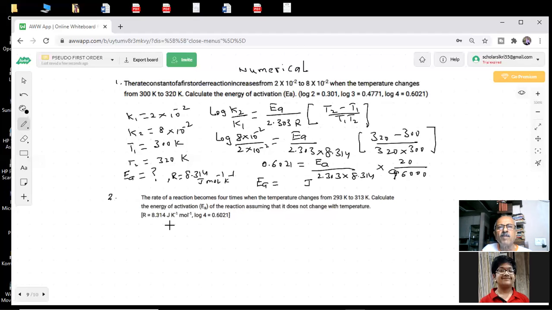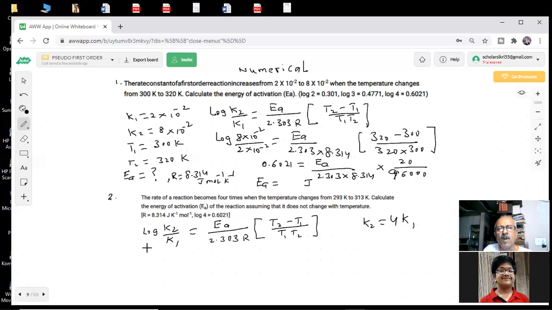So this question, what it means, same formula I am saying here: log of K2 by K1. This formula we now remember using again and again, students. Equals Ea by 2.303 R, and you are saying, sir, T2 minus T1 into T2. What is the meaning of this? The rate becomes 4 times. That means K2 is equal to 4 times K1. That's all. So this is 4 times of this.